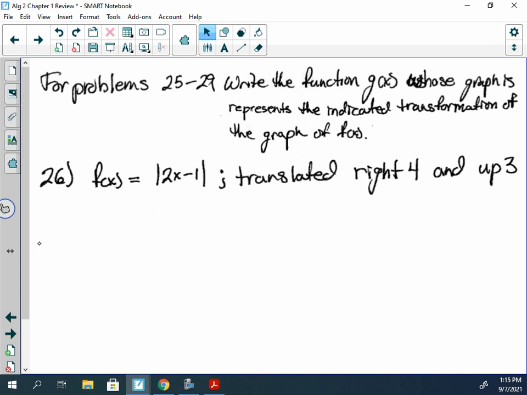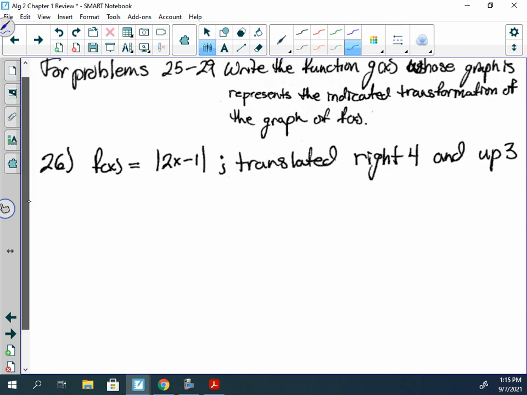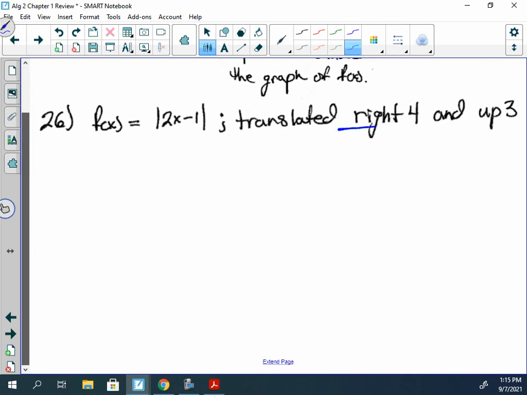Translate 4 right and up 3. So the first thing we want to do is move it 4 to the right. So I'll call it h of x is equal to f of what? Which one would we use? Left and right is horizontal, isn't it? So it would be our y equals f of x minus h. So inside here I'd have x minus h.